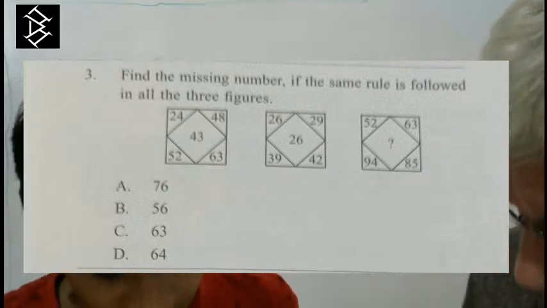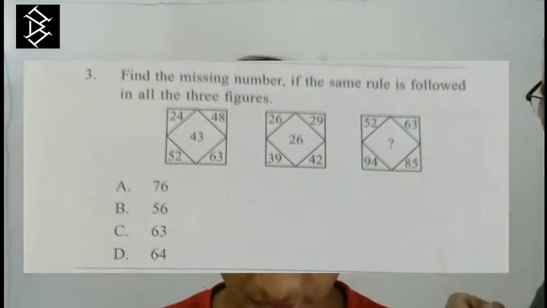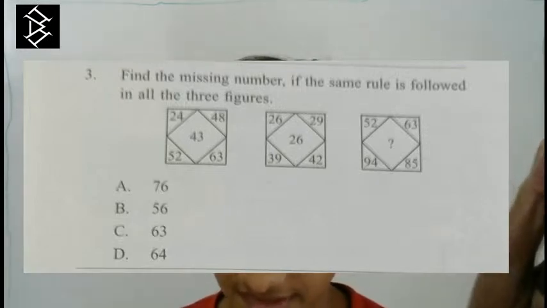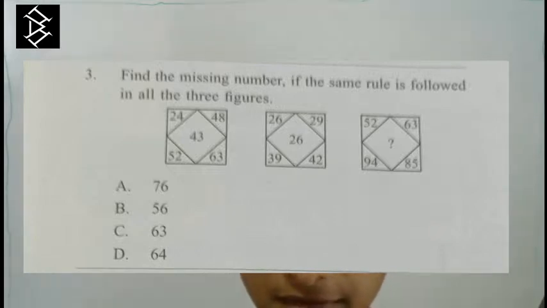Okay, there you can explain that one. Okay, so first of all, I'll read the question. Find the missing number if the same rule is followed in all the 3 figures. So first of all, we'll need to find the figure. So here you'll have to think a bit smart.